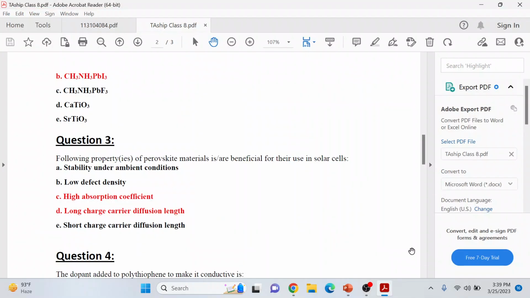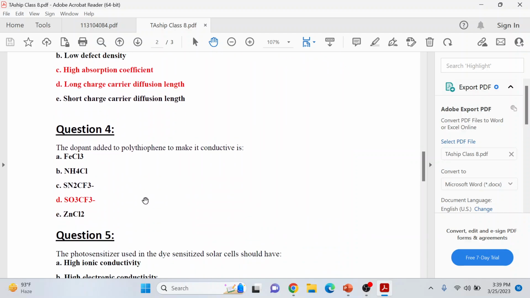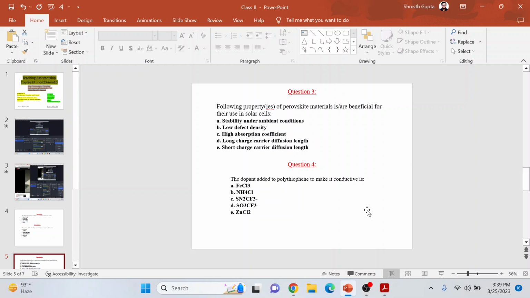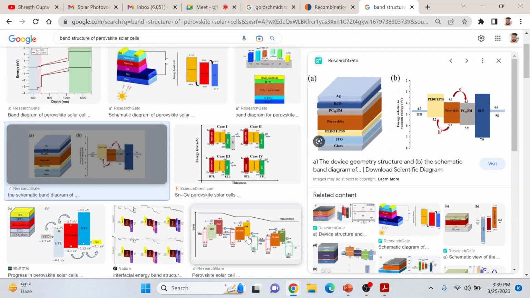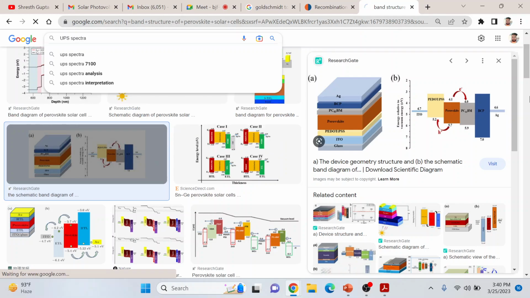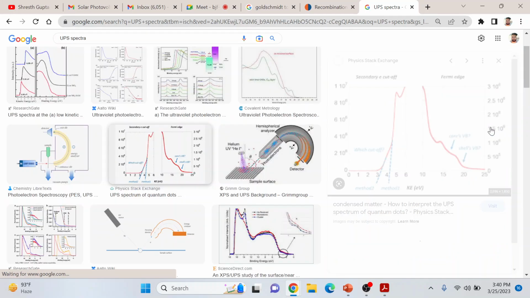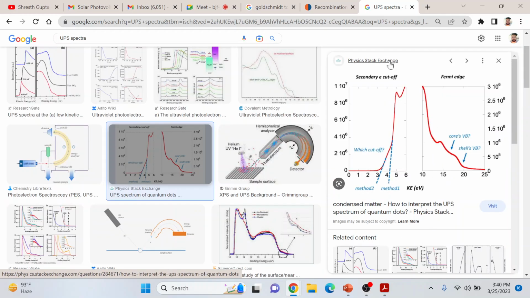The answer is SO3CF3 minus. But just to give you a taste of how to approach a new material, these are the things we have to keep in mind: the position of the valence band and the conduction band, or the HOMO and LUMO. Now how do we find the position of the valence band and conduction band? For semiconductors, generally we do UPS spectra. In UPS spectra, we get the position of the conduction and valence band in terms of these energies. And from here we find out the plots.